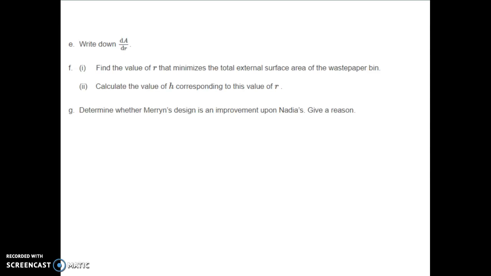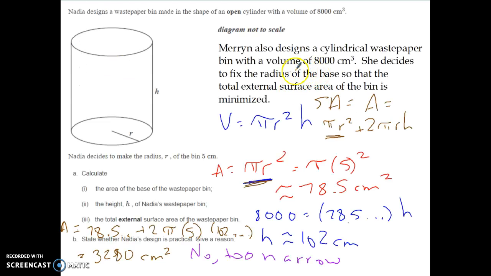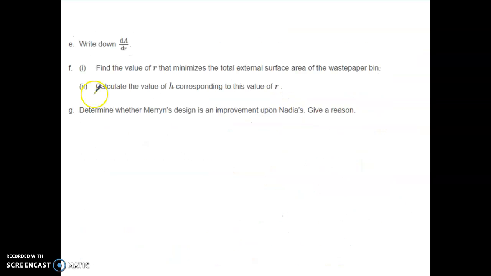Okay, now we're going to get to part E. Part E says find dA/dr. Well, if you think about our original situation here with Marin, we're going to minimize the surface area. See the word minimize right there? I know I'm going to take a derivative. And again, IB is going to kind of prompt you. Now you want to take that derivative.